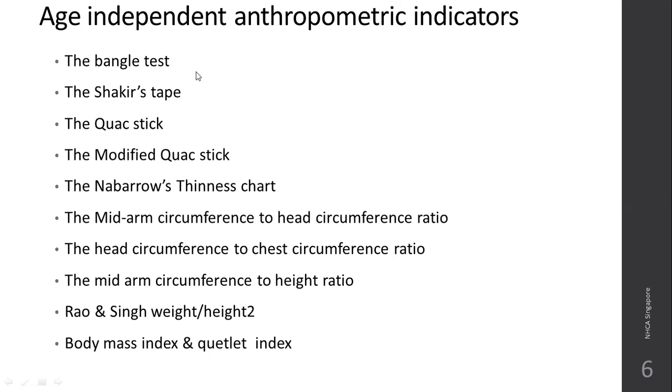Okay. Body mass index and Quetelet index, that also we all know, body mass index, how to calculate. For body mass index, your age doesn't matter, just your height and weight. The mid-arm circumference that we have mentioned earlier, how to note it. Again, for mid-arm circumference, it is age independent.